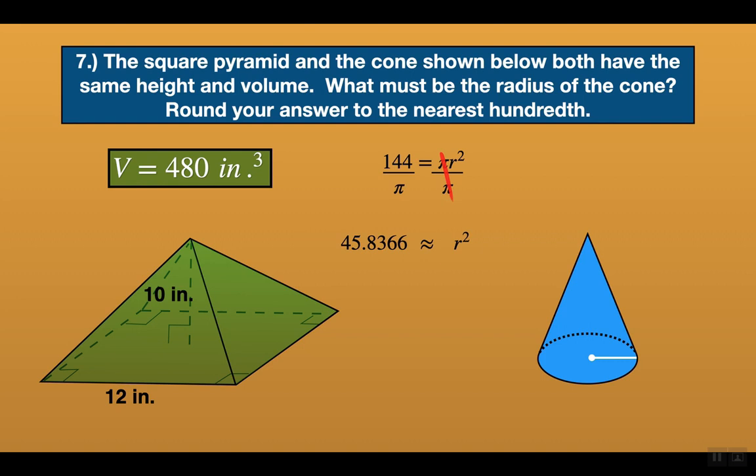But we're not looking for r squared. We're looking for just r. So we need to get rid of that exponent. The way we're going to get rid of that exponent is by doing the opposite of squaring a number, which is getting the square root of a number. So we're going to square root both sides of our equation, and that's going to give us that the radius of the blue cone, or the radius of the cone, is approximately 6.77 inches, and that is our answer.